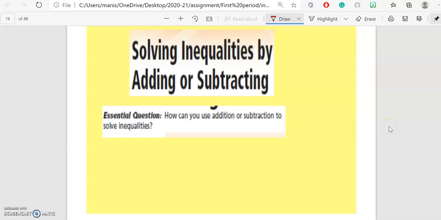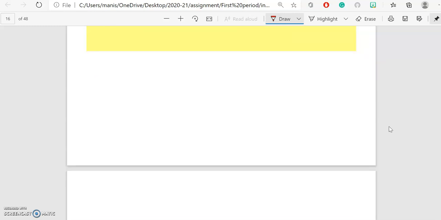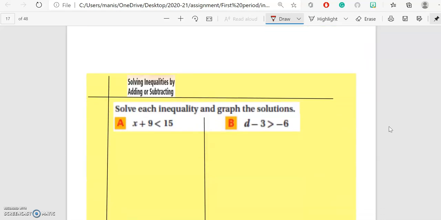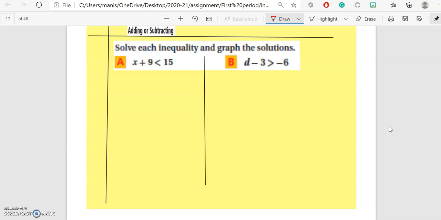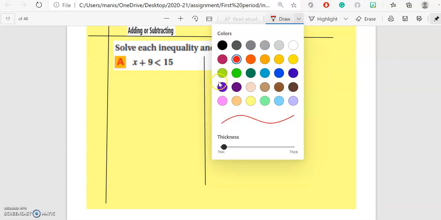Today we will learn how to solve inequalities by adding or subtracting. Our essential question of the day is, how can you use addition or subtraction to solve inequalities? Okay, let's try to do question number 1. It says solve each inequality and graph the solutions.